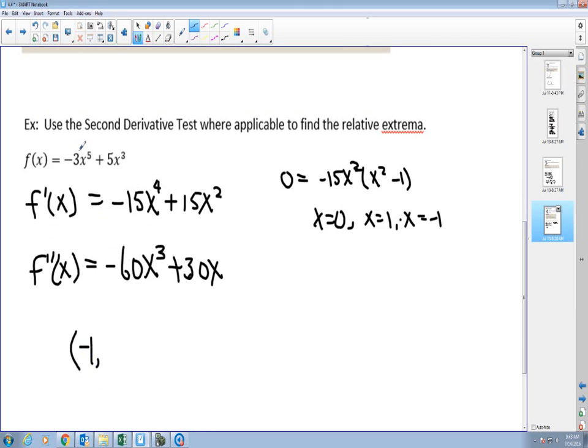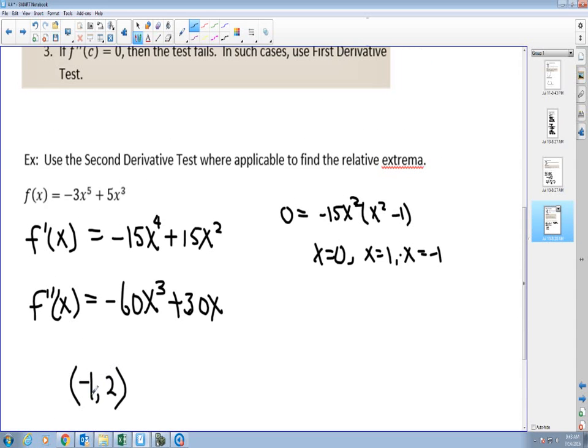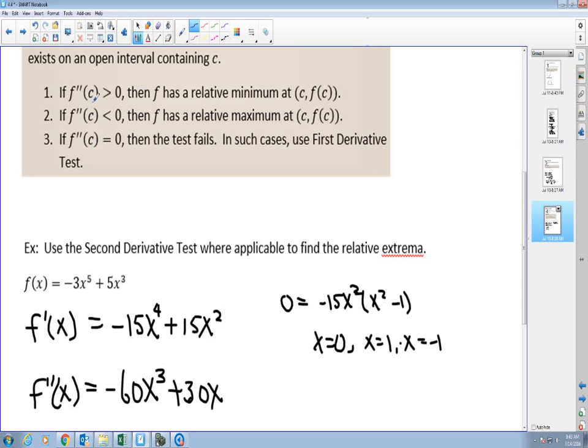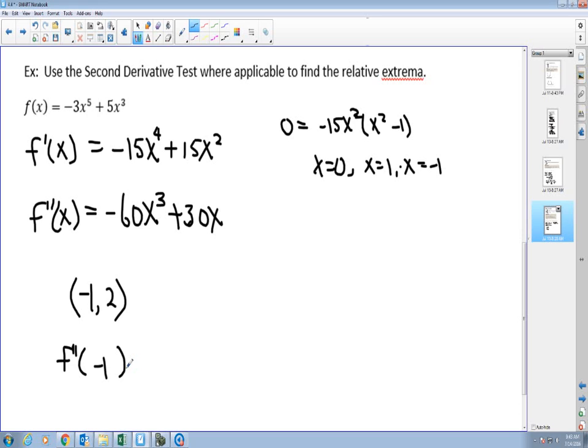If I take this negative 1, go back, and plug it into the original function, I believe the y value is 2. So is this point a relative minimum or maximum? To see that, we have to plug a test value into the f double prime, and this test value is the critical number itself. These c are the critical numbers coming from f prime of c. So I'm going to plug in negative 1. Then my value is positive, so that tells me this point is a relative minimum.